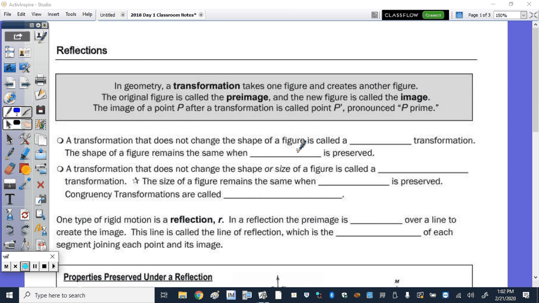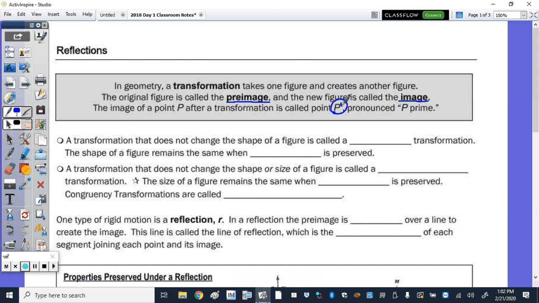So some vocab. Pre-image, again, that's, say, a triangle before you reflect it. And then the triangle after you reflect it is called the image. And to note the image, we put the apostrophe after, for P prime.